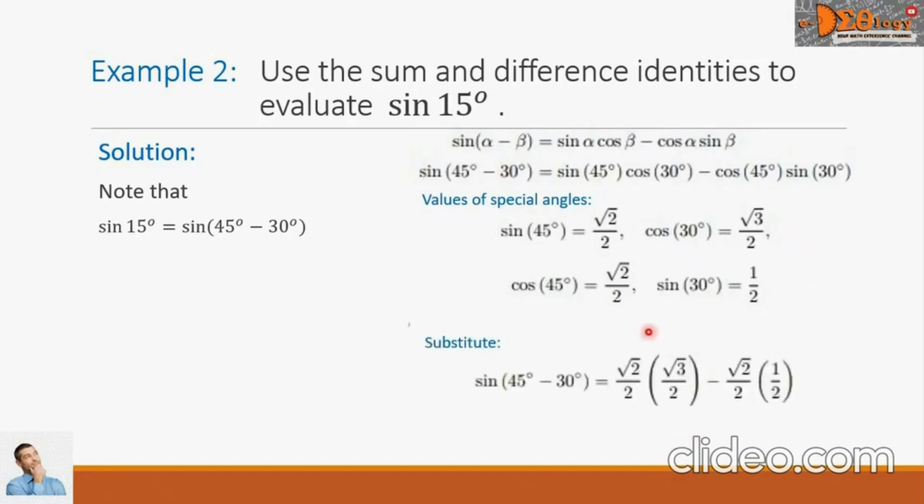Substituting the values now, we have square root of 2 over 2 for the sine 45 degrees, square root of 3 over 2, that is the cosine 30 degrees, minus square root of 2 over 2 for cosine 45 degrees, times 1/2, that is the sine 30 degrees. Simplifying our values here, we have square root of 6 minus square root of 2 all over 4. This is the final answer.